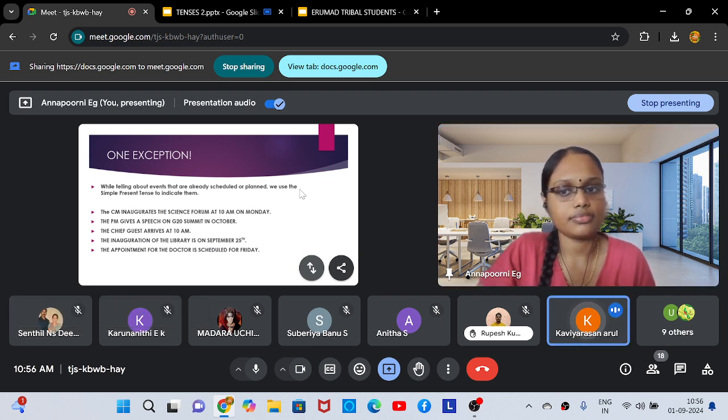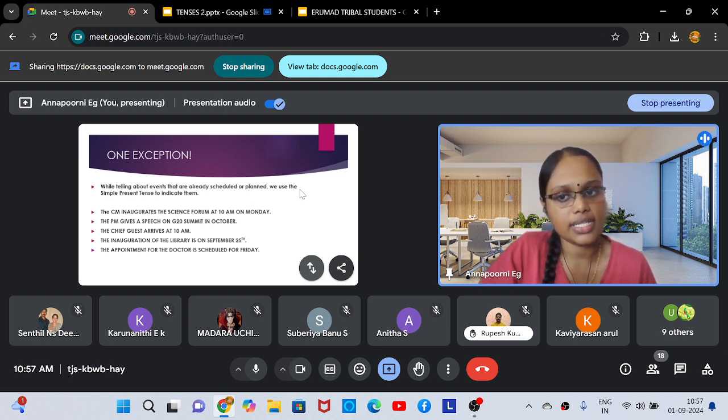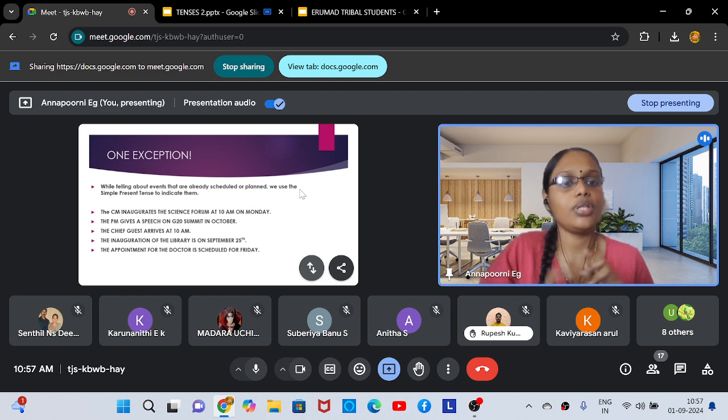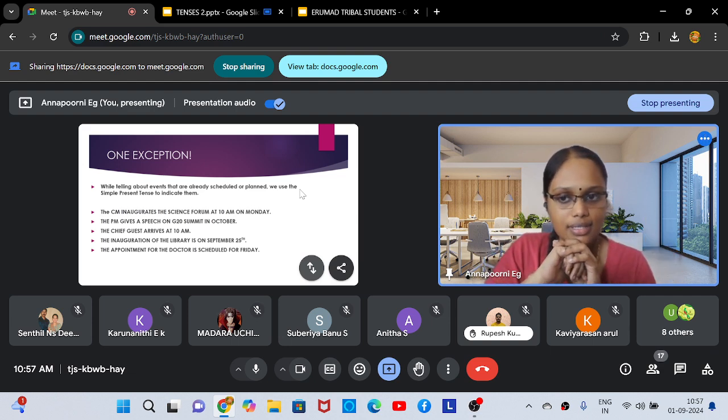Ma'am, by verb form. By verb form, okay, but verb form alone will not help you. For example, V1 is used in present tense and future tense also. Similarly, V3 is used in present perfect and past perfect also, and in future perfect. So verb form alone will not help you. You should know the entire structure of the sentence. You should know the complete structure of the tense.